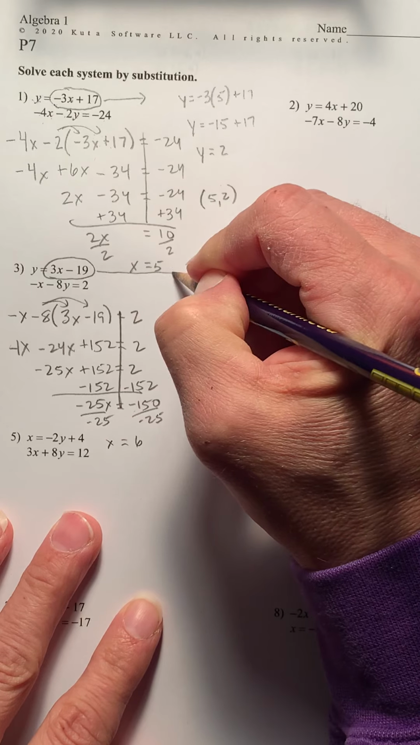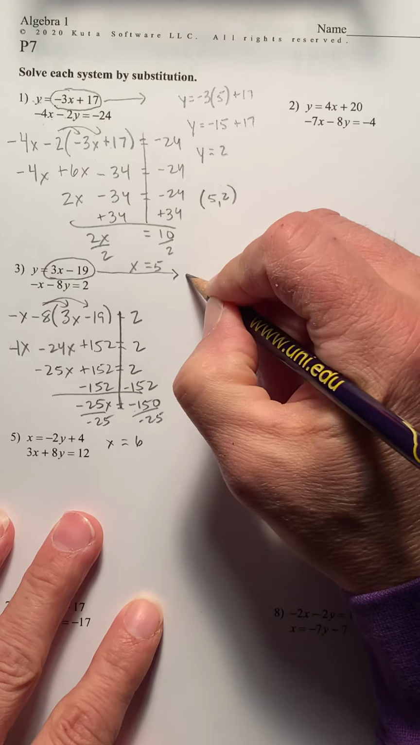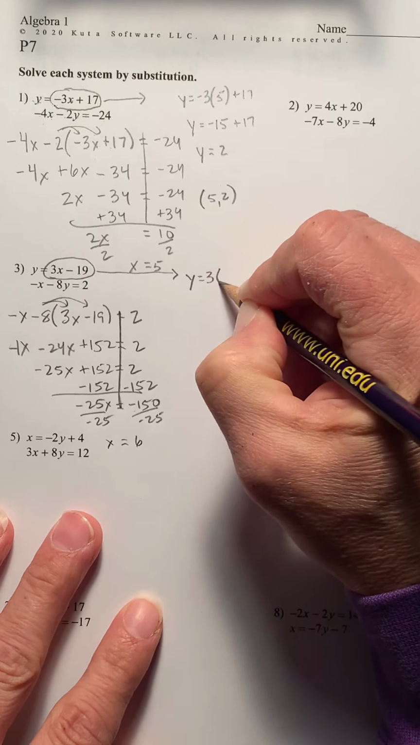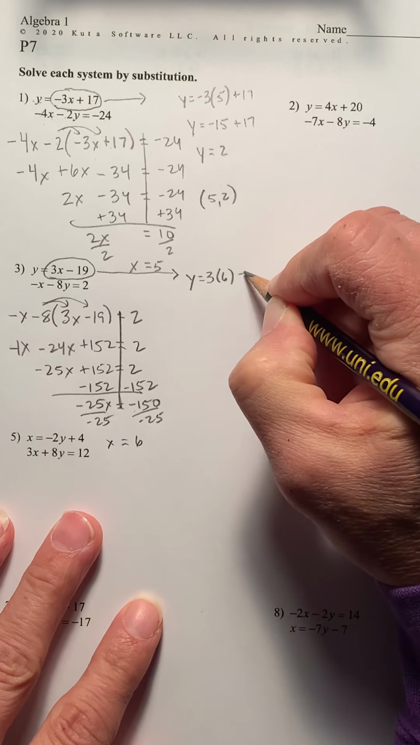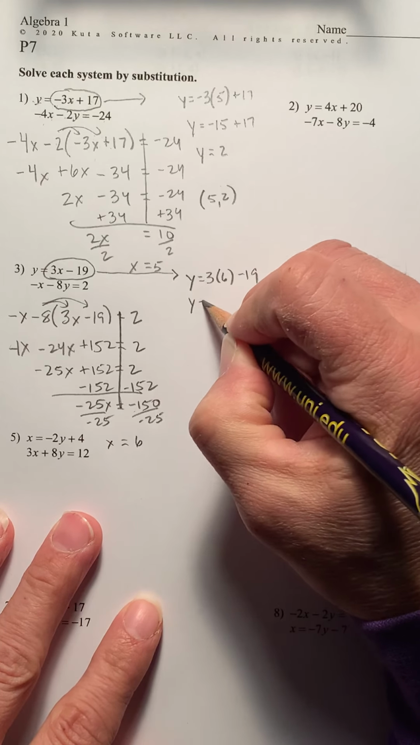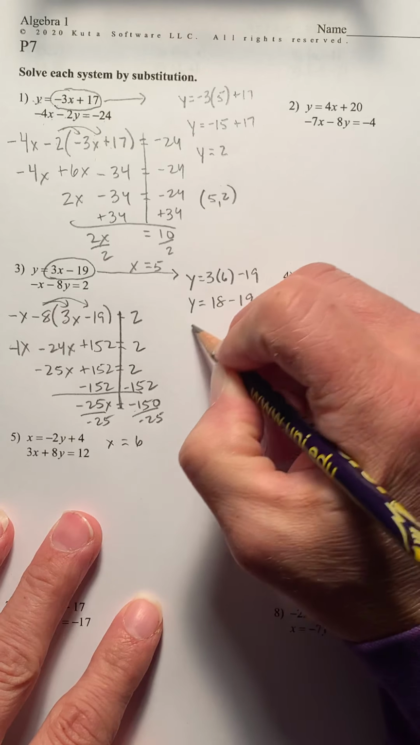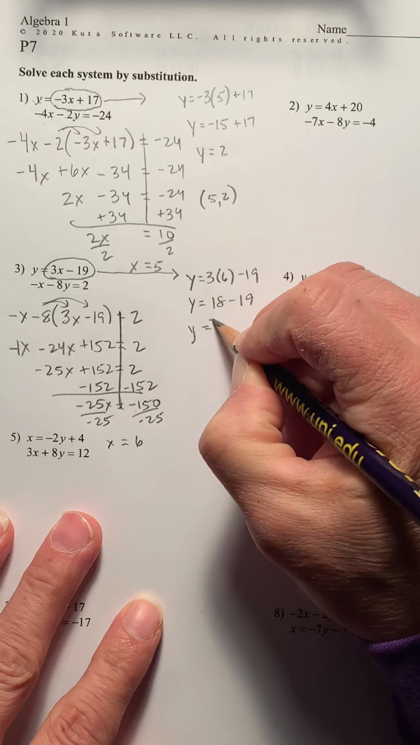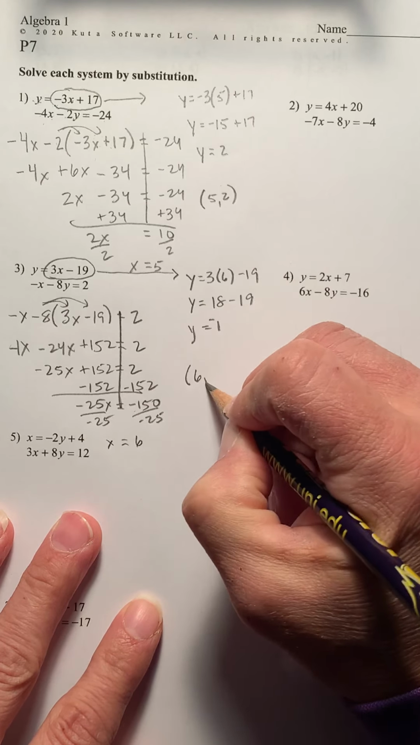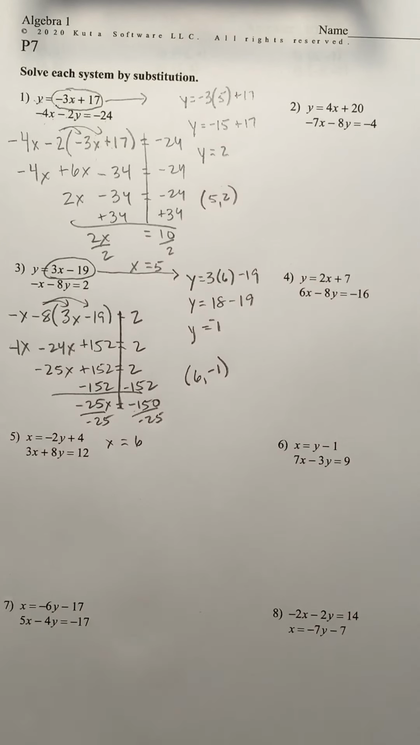I'm going to go to the top equation. Remember, that one's set up perfectly for us because all we're going to do is replace the x with 6, and we have to do a little arithmetic. y is equal to 18 minus 19. y is equal to negative 1, which gives us an answer of 6, negative 1.